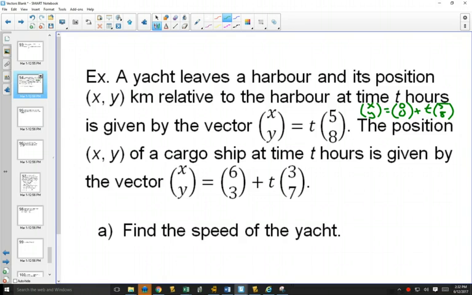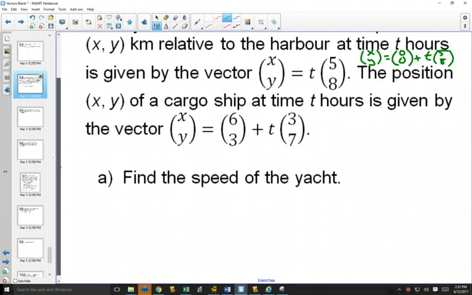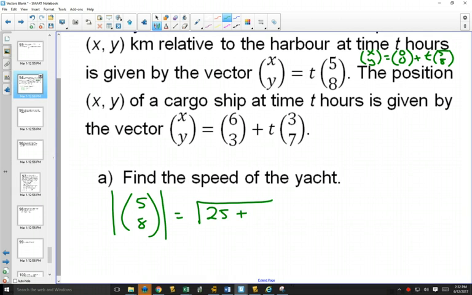So finding the speed of the yacht, well, this vector equation says when time is 1, it's going to travel 5 to the right and 8 up. So if we find the length of our direction vector, 25 plus 64, which is the square root of 89, that will be its speed in kilometers per hour, because that's how far it's going to travel in 1 hour.